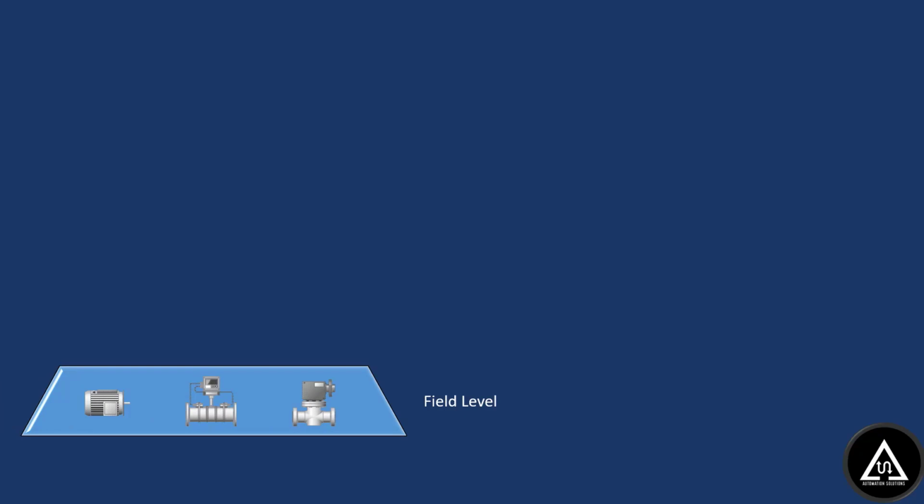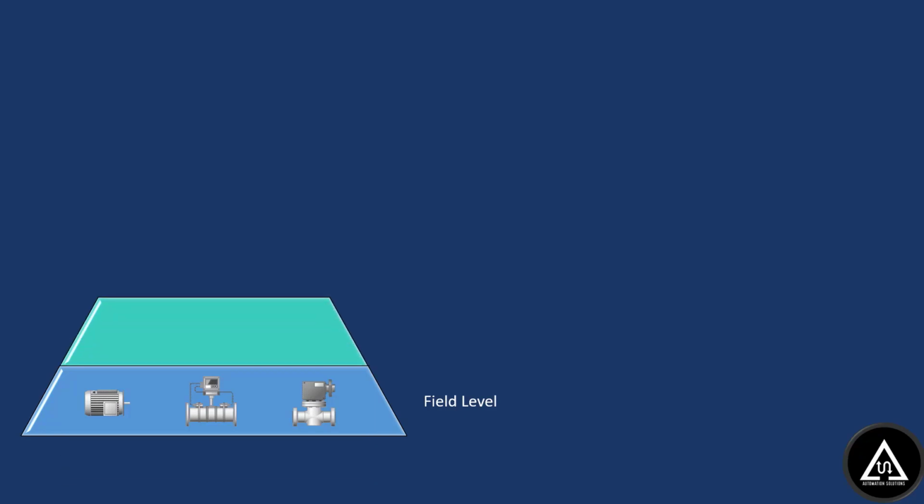And those are connected to the second layer, which is called the control level, where I can find my PLCs and my HMIs. So basically the PLC is the computer that will control the field devices. It will read the information from the sensor and send a control signal to the actuator.